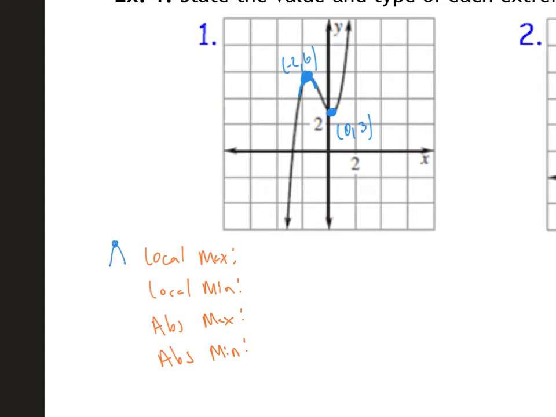So a local max, I'm looking for anything that's got a mountaintop. So here I have that at y equals 6. A local min, I'm looking for anything that's a U-shaped graph, so I have that right here, and that's y equals 3. Now, absolute max is the highest point in the graph. So I see this goes up forever, so it's never going to touch anything. So I do not have an absolute max here. Same concept. If I'm looking down here, it's going to go all the way down to infinity. Since I don't know what infinity is, I do not have an absolute min. So you're looking for the bottoms or the tops there for absolutes.